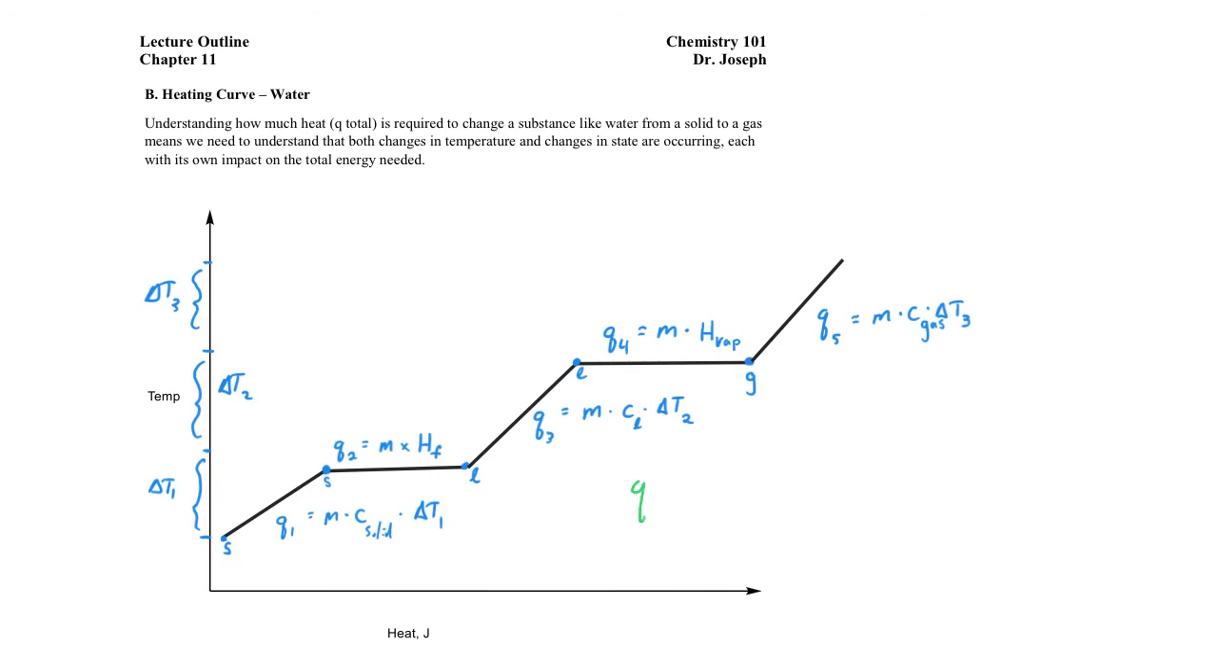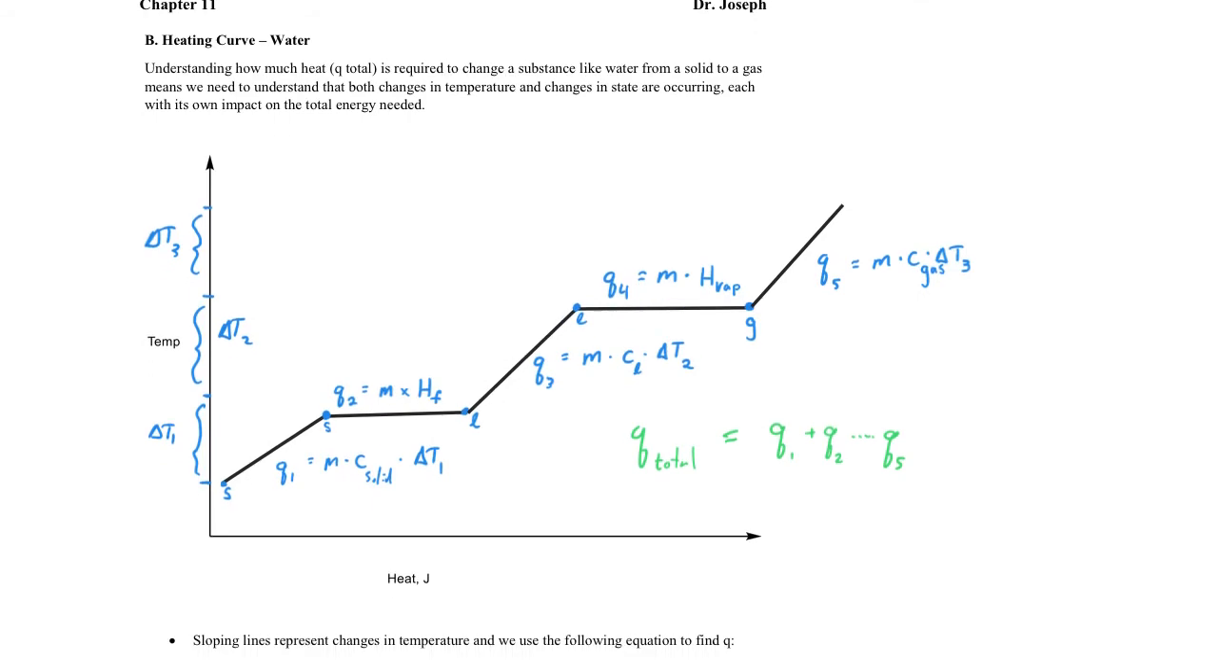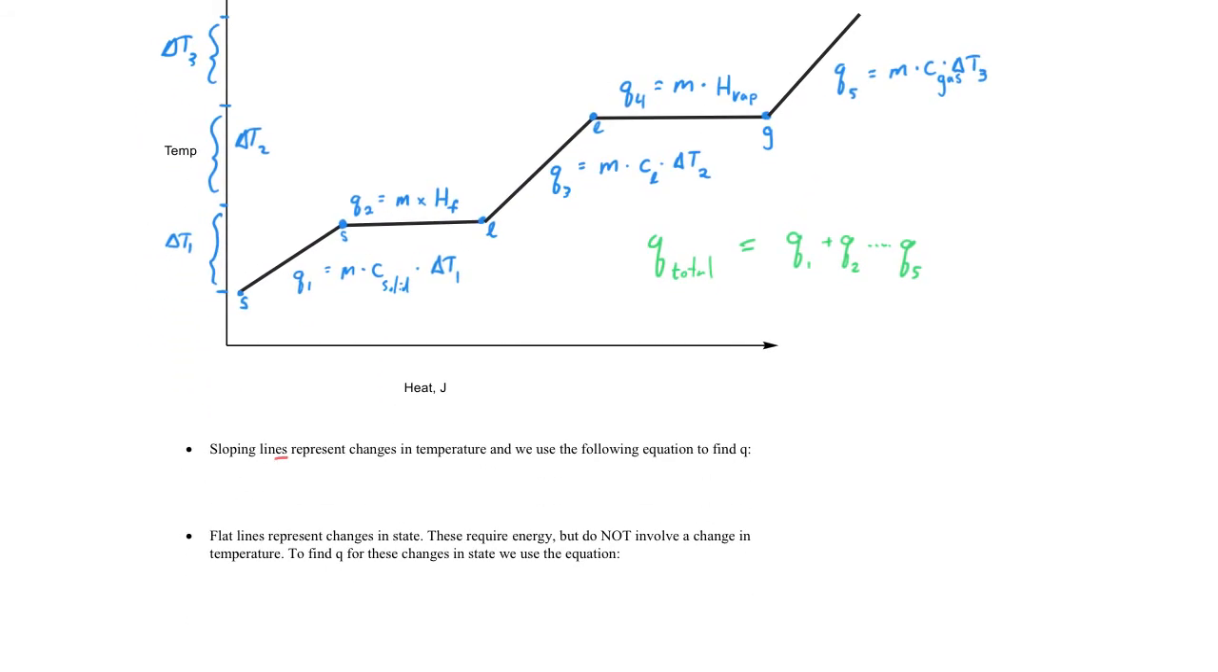So if we look at this entire process, the total energy involved in taking a solid all the way through the gas phase involves a number of energies. These are Q1 through Q5, and if we summed all of them together, we would find the total Q necessary to accomplish that process.